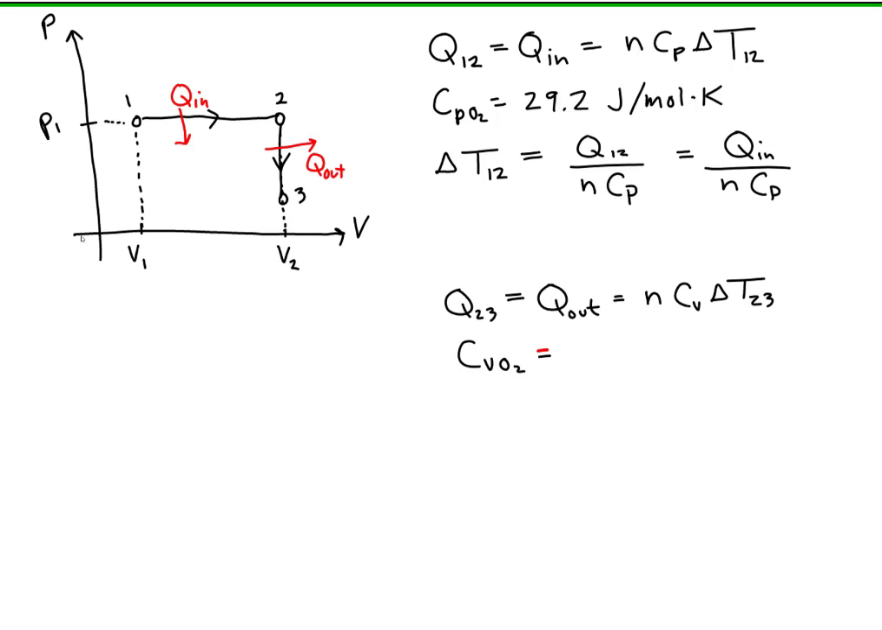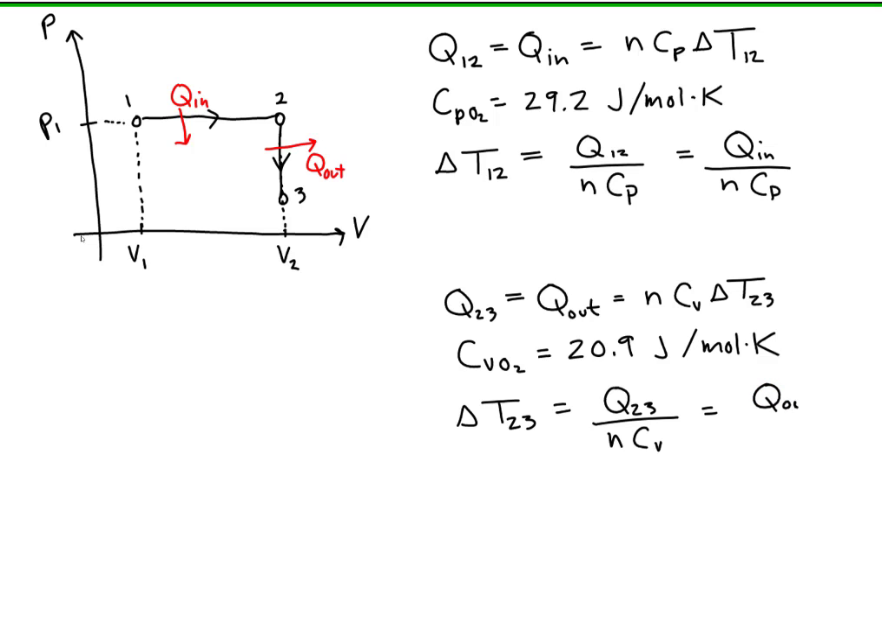The molar specific heat at constant volume for oxygen gas is 20.9 joules per mole Kelvin. This allows us to express the change in temperature between states 2 and 3 as equal to the heat removed from the system during its transition from state 2 to 3 divided by the product of the number of moles and the specific heat of oxygen at constant volume.